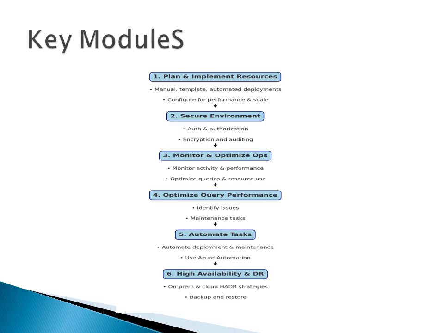Fifth is where you become a true DevOps DBA. You'll automate deployments, backup and maintenance using tools like Azure Automation Runbooks and PowerShell. So you can say goodbye to repetitive tasks and say hello to efficiency.